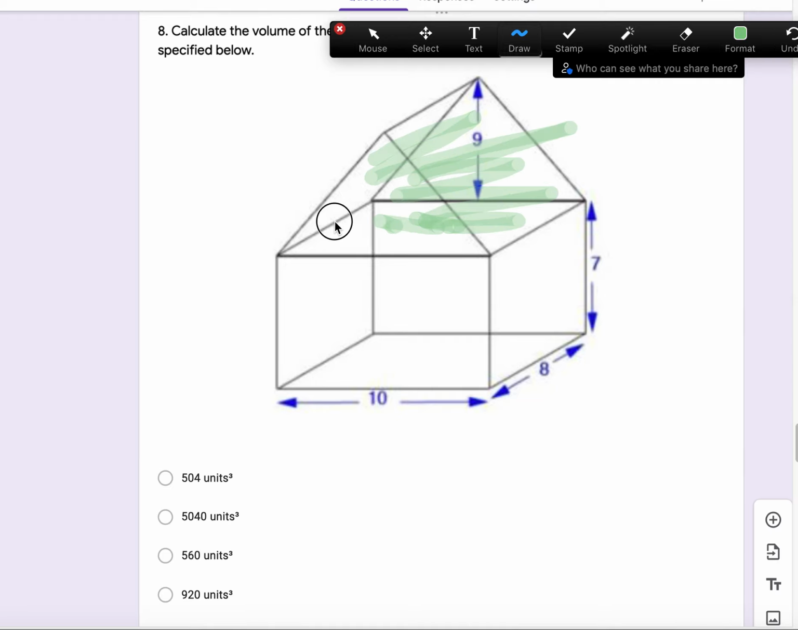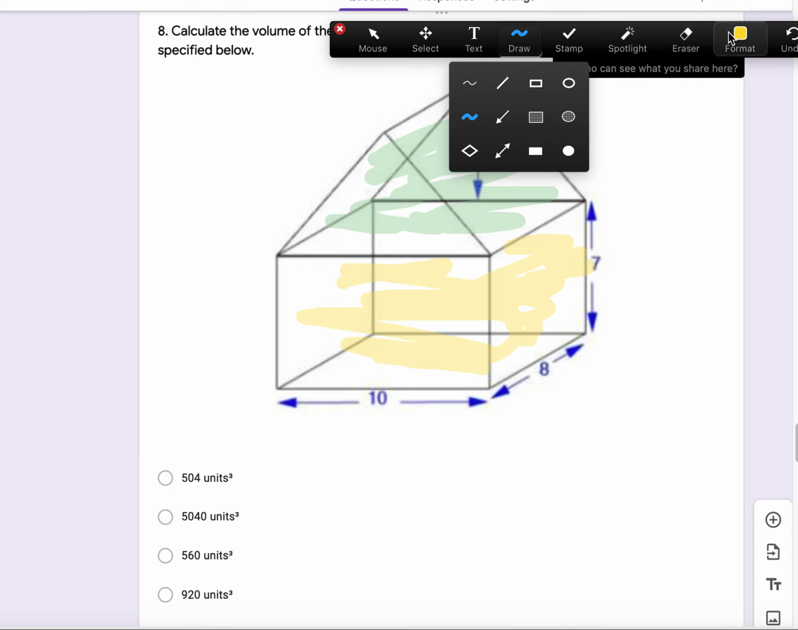So that's the triangular prism in green. And then in yellow, we'll focus on the rectangular prism later. So I'm splitting it up into two different parts. Okay, so let's look at the triangular prism first.